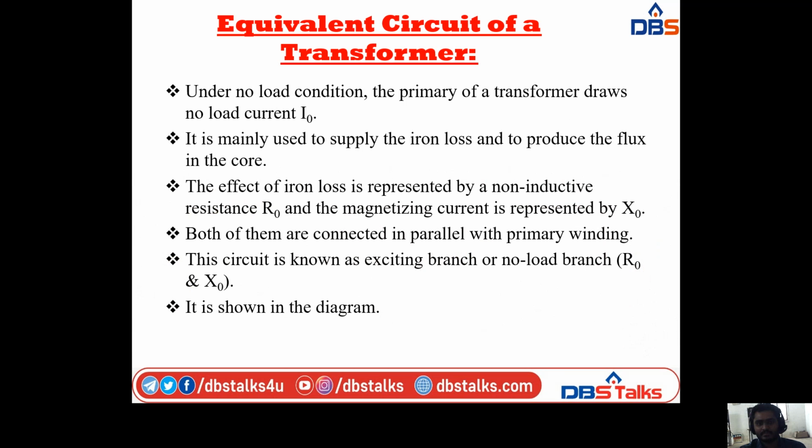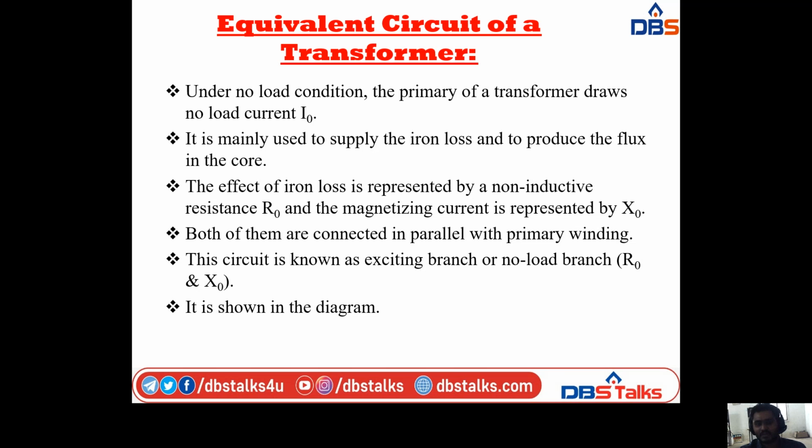It is mainly used to supply the iron loss. The no load current I0 is mainly used to supply the iron loss and to produce the flux in the core. So under no load condition, the primary of a transformer draws no load current I0. It is mainly used to supply the iron loss and to produce the flux in the core.